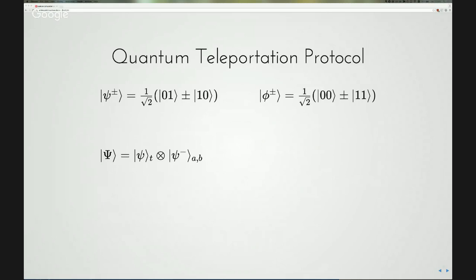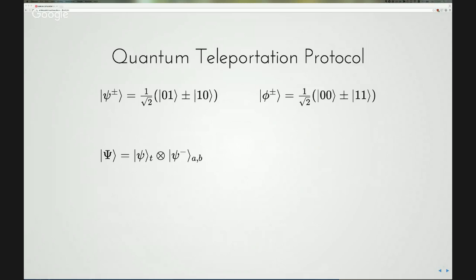So now with everything that we've talked about, we can talk about teleportation and how it really works. Before we go ahead, we have to talk about these 4 states up there: psi plus, psi minus, phi plus, phi minus. These are just a set of entangled states called Bell basis states. And in fact, the 4 of those together form a complete basis.